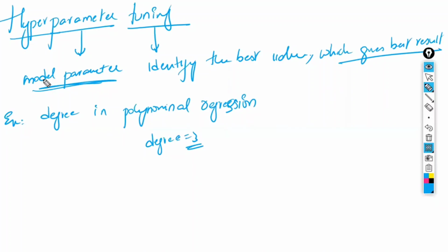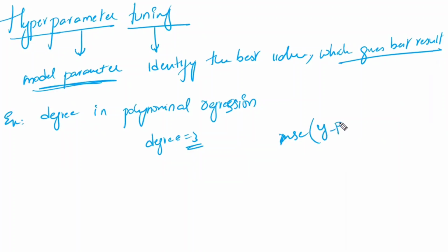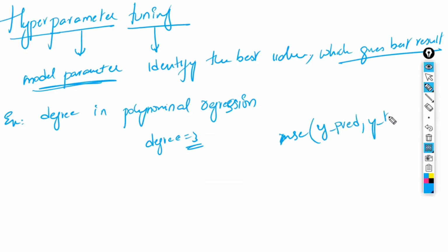Whereas normal parameters are like function parameters. For example, in model.predict on xtrain, the xtrain word inside the predict function is a parameter. It is a normal parameter within the function predict. Or, for example, if you are using mean square error, that is the function you have imported. Inside that you give the predicted value and the original value. These two values you give and it calculates the mean square error.